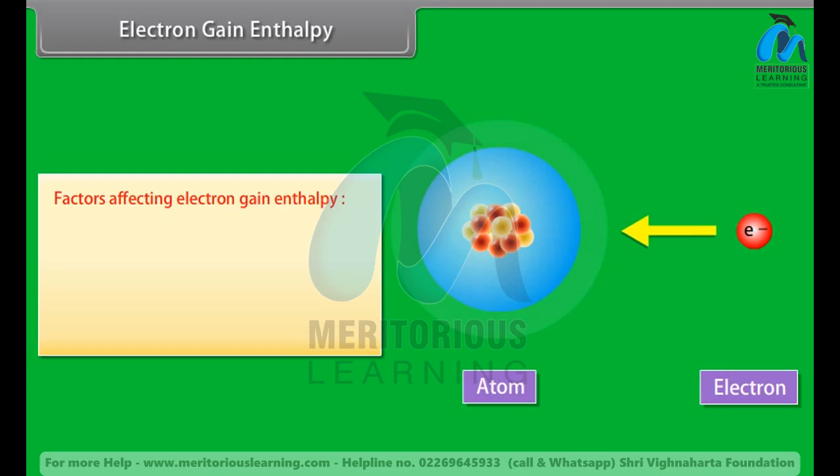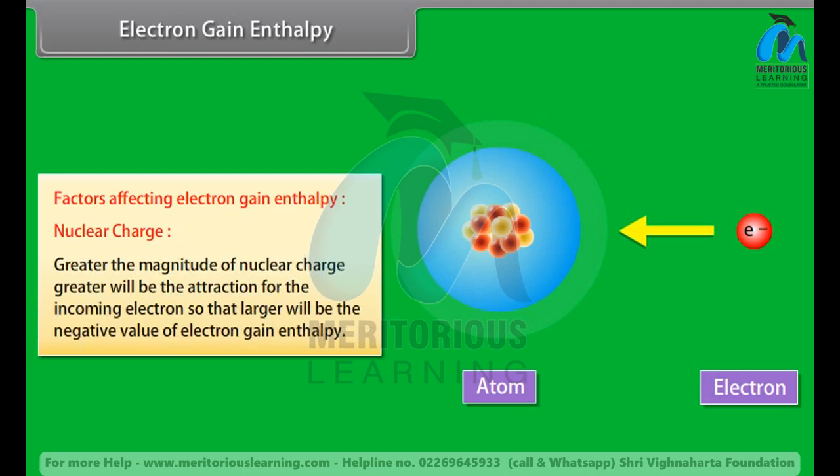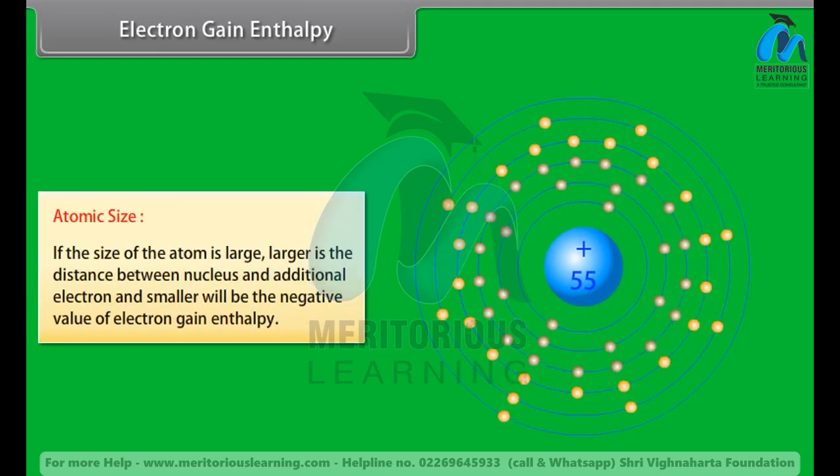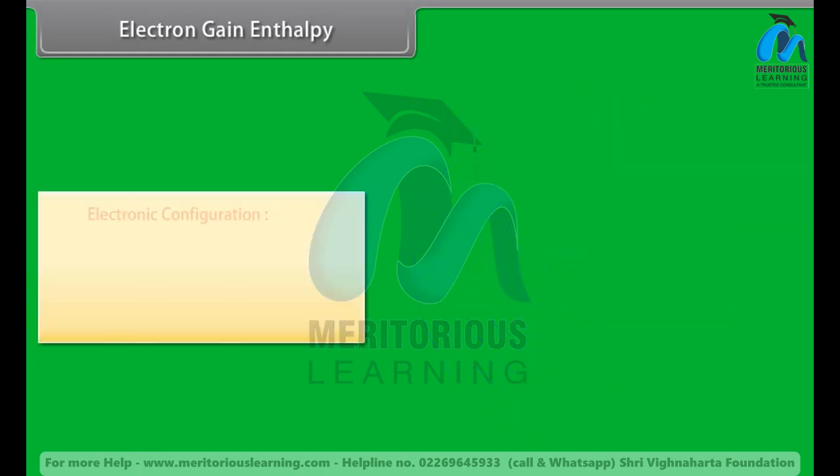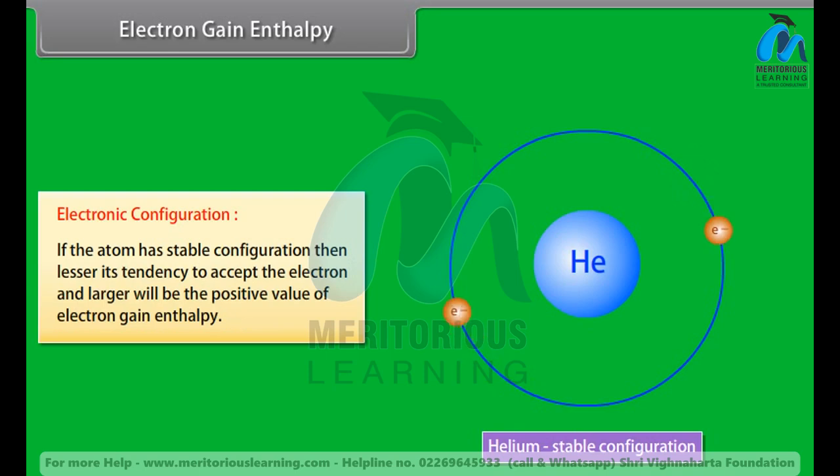Factors affecting electron gain enthalpy. Nuclear charge: greater the magnitude of nuclear charge, greater will be the attraction for the incoming electron, so that larger will be the negative value of electron gain enthalpy. Atomic size: if the size of the atom is large, the distance between the nucleus and the additional electron is larger, and smaller will be the negative value of electron gain enthalpy. Electronic configuration: if the atom has a stable configuration, then lesser is its tendency to accept the electron, and larger will be the positive value of electron gain enthalpy.